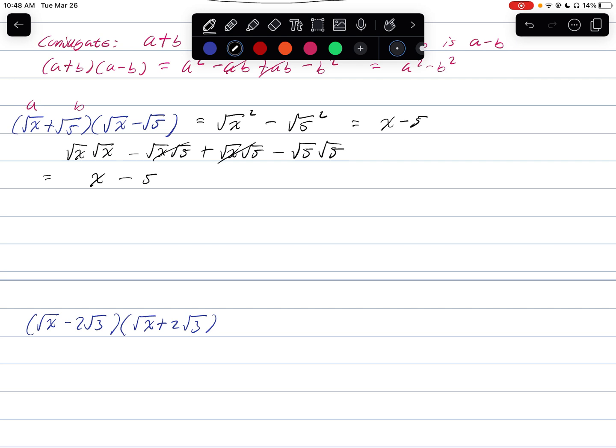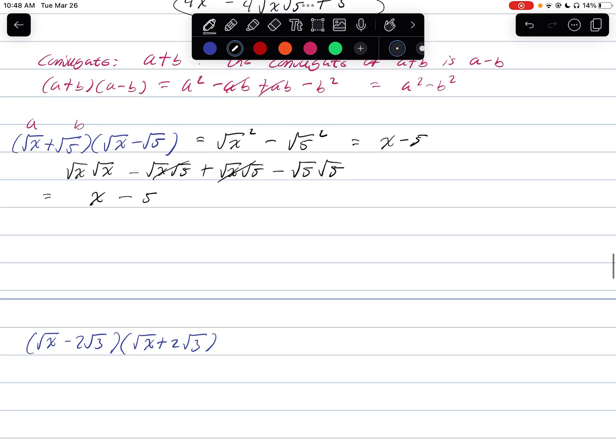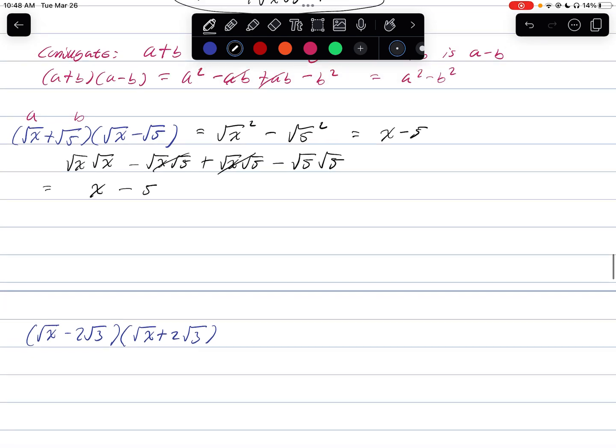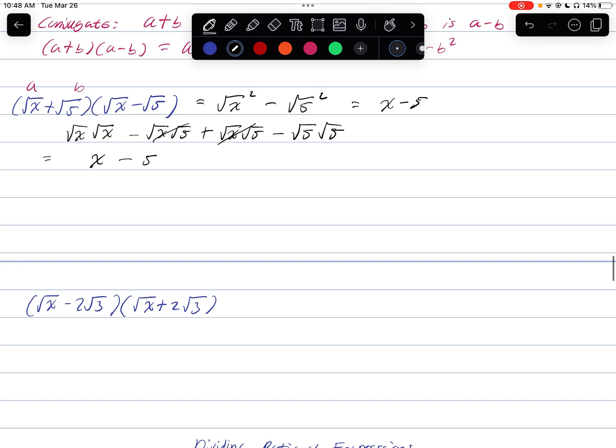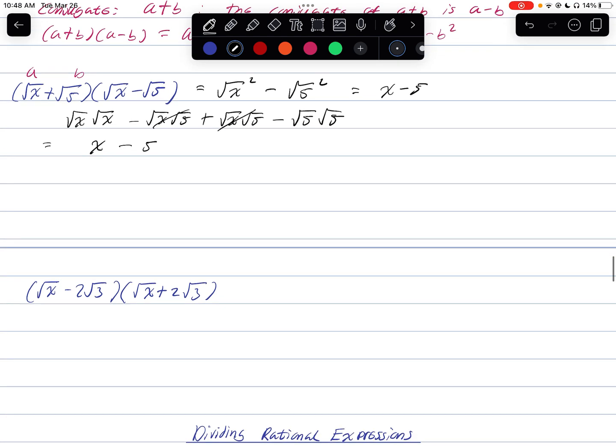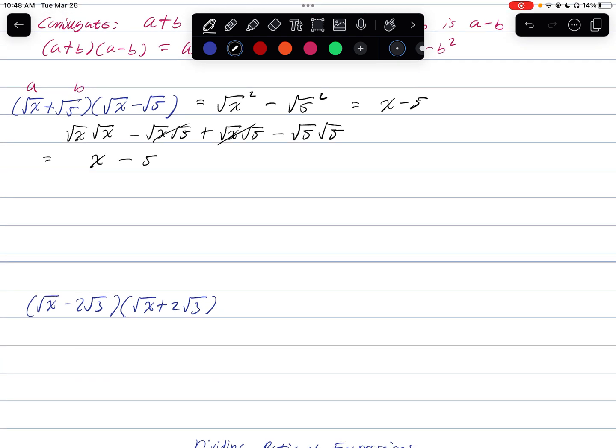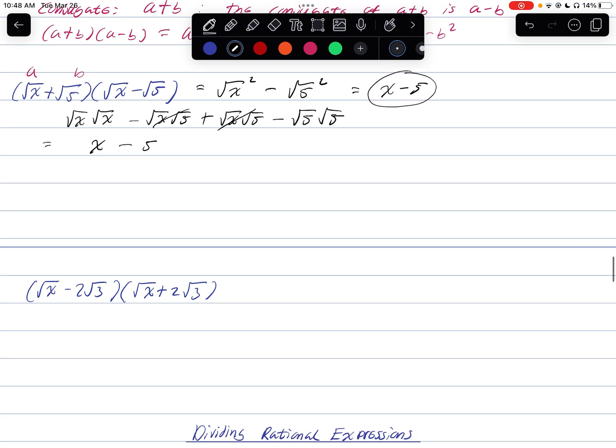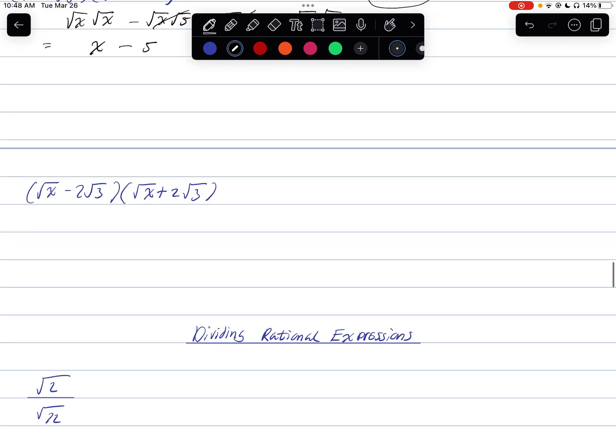So you can see that if you can memorize that formula, if you have conjugate multiplication, then you can just use A squared minus B squared. And especially with square roots, this goes very quickly, okay, because you're just undoing square roots. Either way is fine, but you get x minus 5 as your final answer. Okay, let's look at one more.